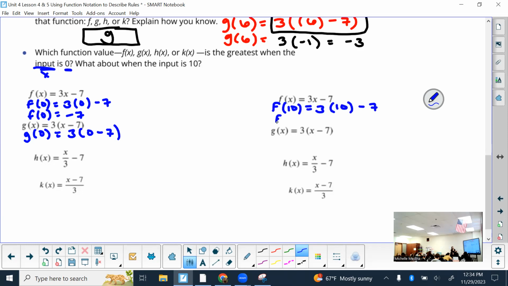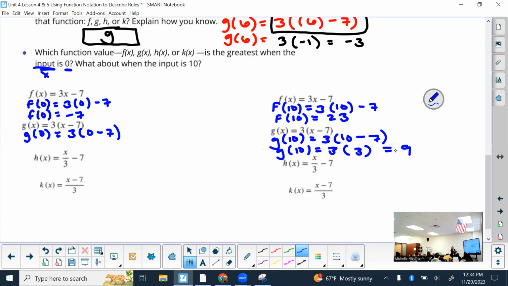And then simplify. So on the right side, you can put that whole thing in decimals if you want. But what's 3 times 10? And what's 30 minus 7? And then now I have to compare that to when I plug 10 in for the input and all of the others. Does that make sense? So now for like G of 10, on the right side, you do the parentheses before multiplying. What's 10 minus 7? And then what's 3 times 3?